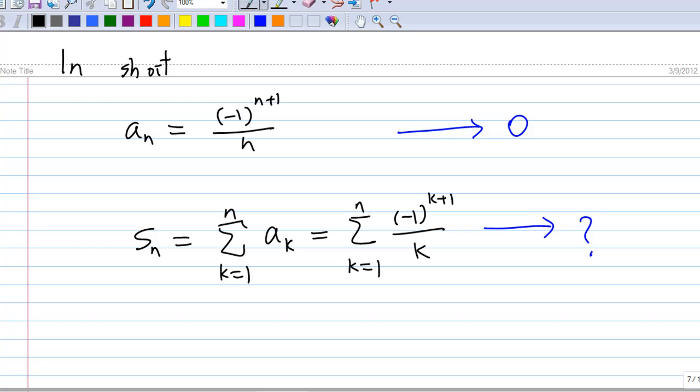In short, the sequence general term a_n is minus 1 power n plus 1 over n, and we know this sequence is a null sequence and converges to 0. And the sequence of partial sum, s sub n, is the sum of a_k for k equal to 1 to n, which is equal to the sum of minus 1 power k plus 1 over k for k equal to 1 to n. And what does it converge to?